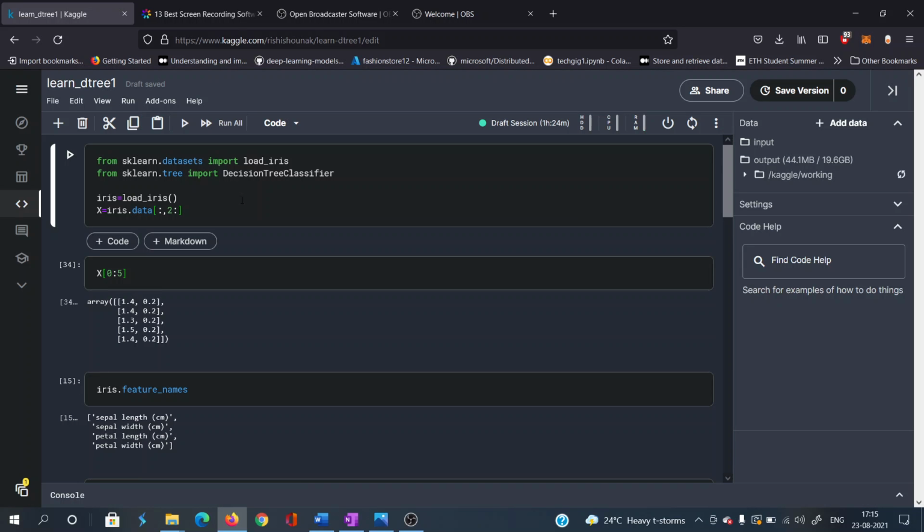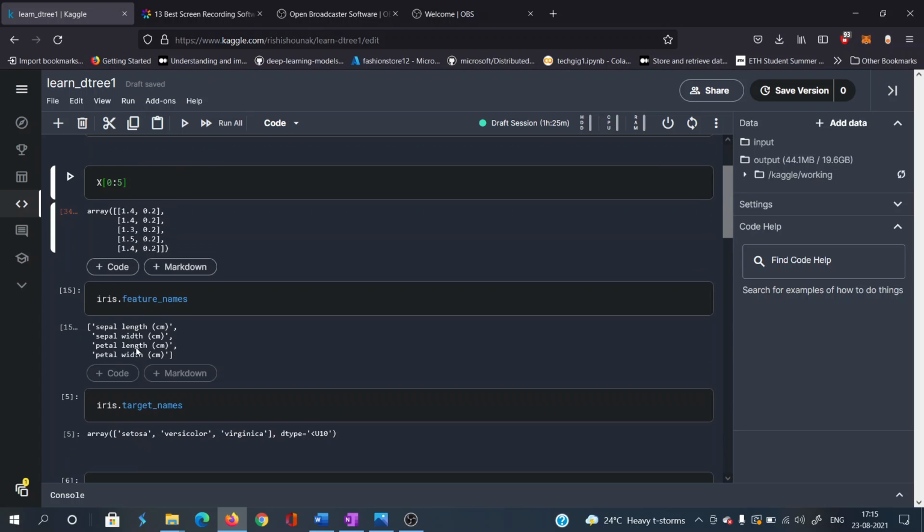Hello friends, in today's video we are going to learn about decision tree classifiers. We are going to use the iris dataset for our demonstration. So if I run this first code cell, we are actually taking only the last two features of the iris dataset, that is the petal length and the petal width.